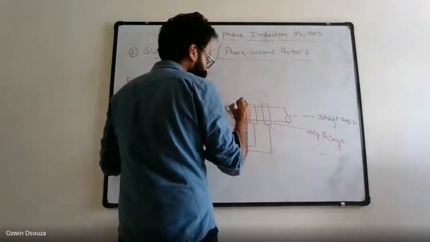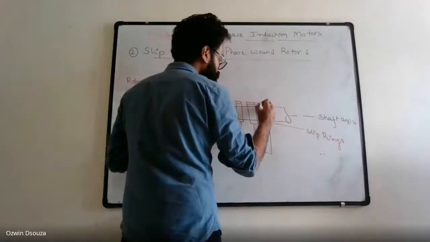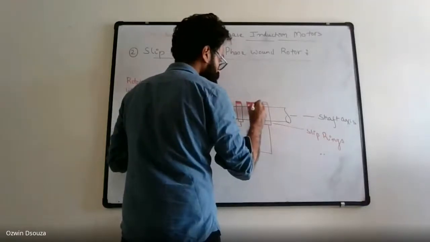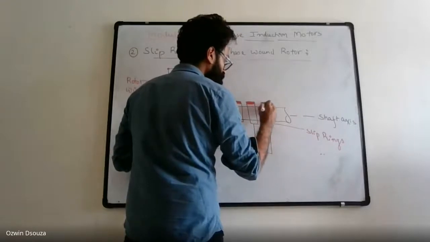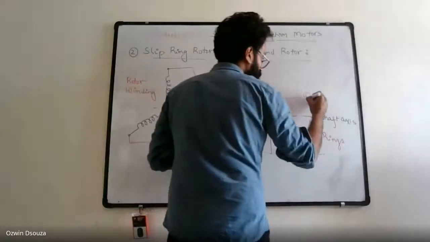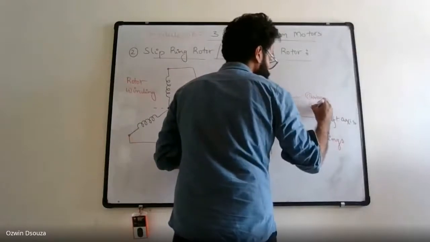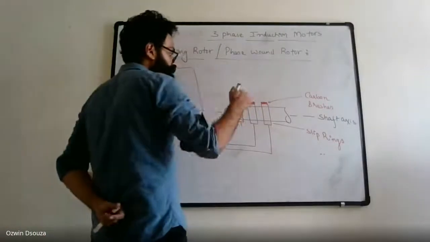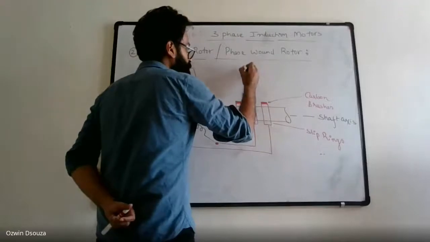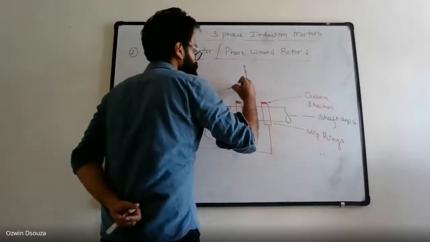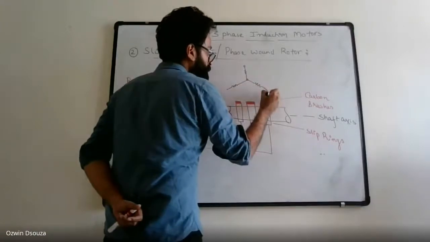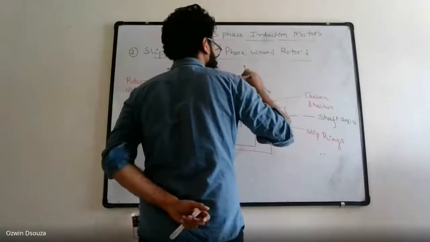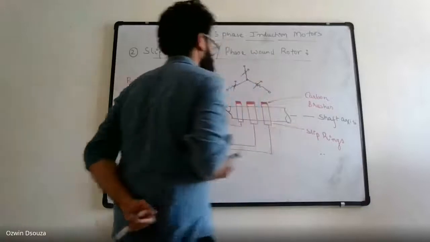The other ends of the slip rings are connected to carbon brushes, and these brushes are later connected to star connected external rheostats. So these are variable resistances or rheostats.